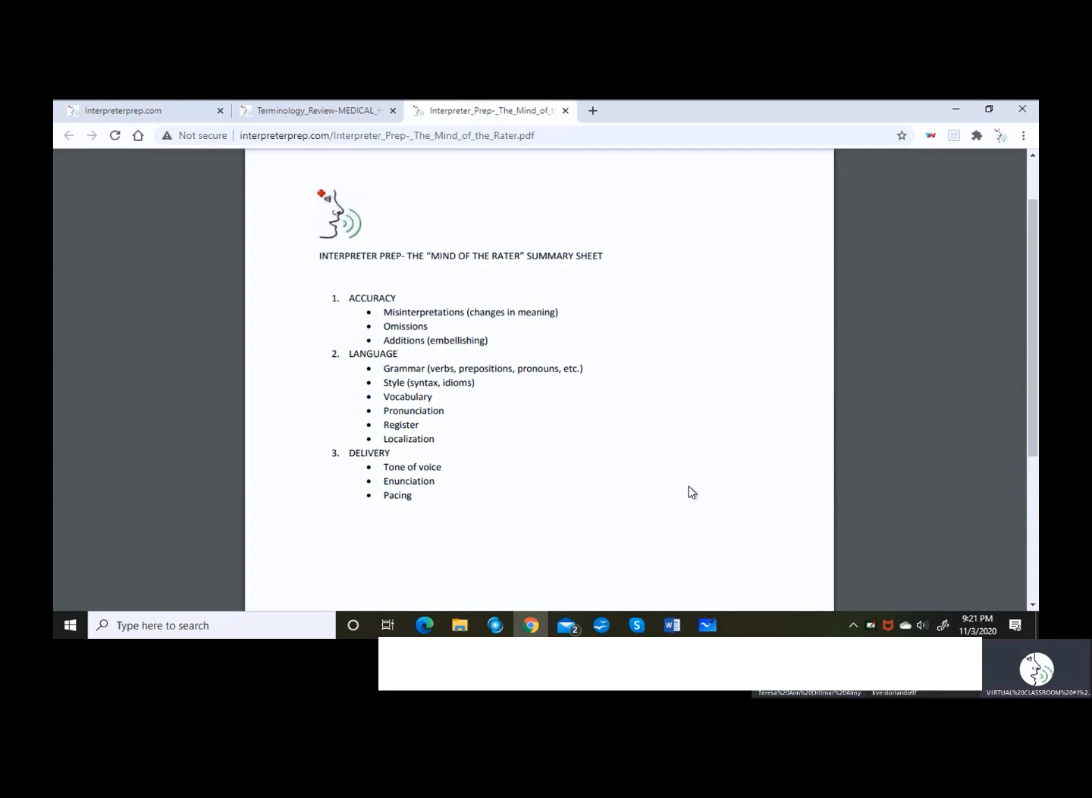All of these types of issues can lead to you losing some points on your exam. They're not as much of a capital sin as forgetting entire symptoms or changing meaning, but these are details that you should try to keep in mind when you are practicing and trying to improve your interpretation for an exam.